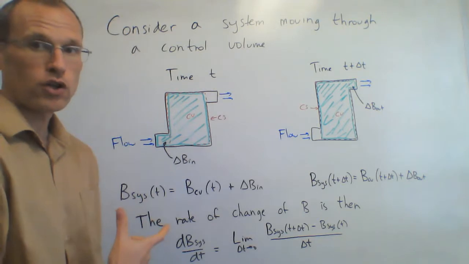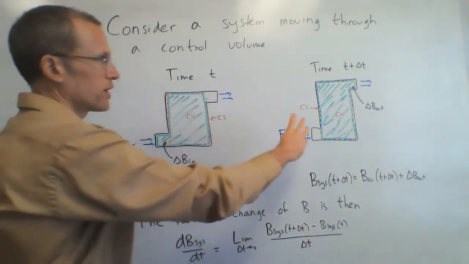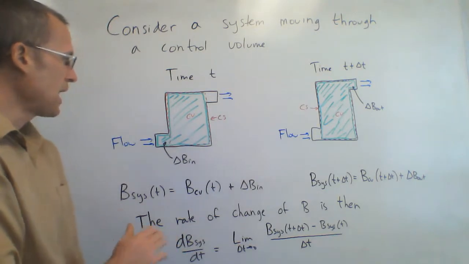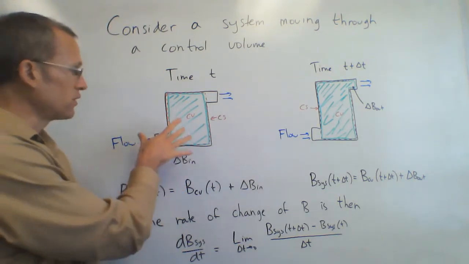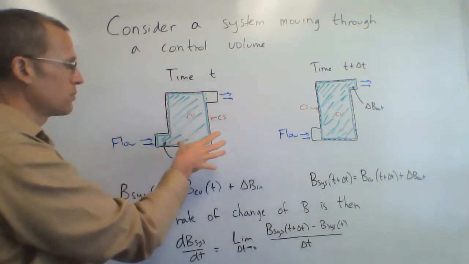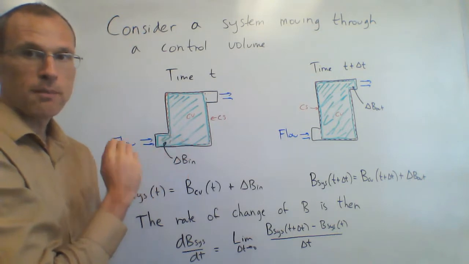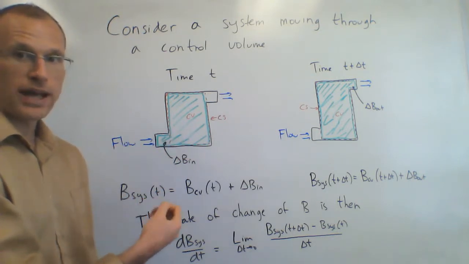And then my control volume is just this rectangular section. So I have some control volume, just this rectangular section in both cases. And I want to look at what happens to my system, my green fluid, from time t to time t plus delta t. So basically I want to know, in terms of my system, how much B do I have?